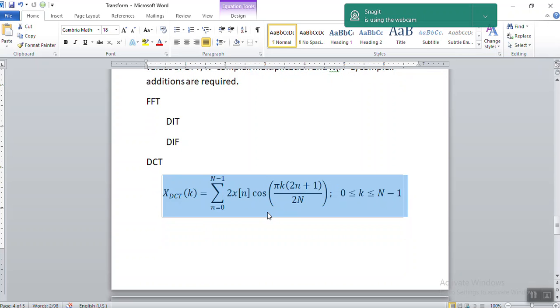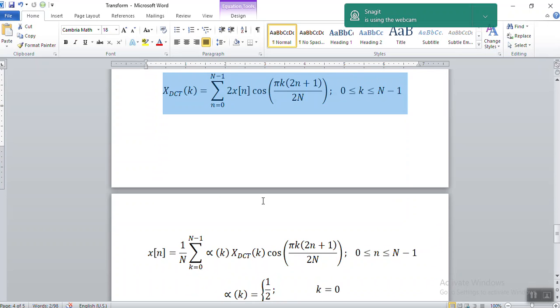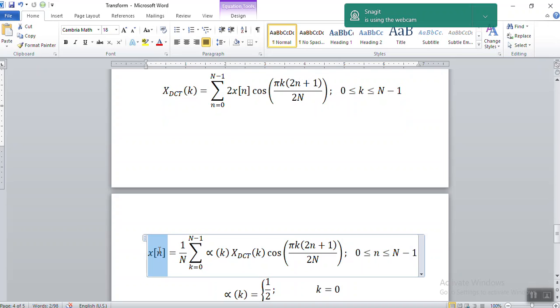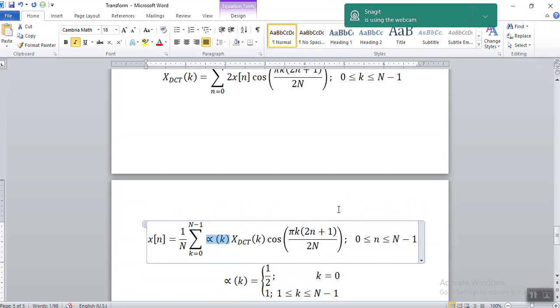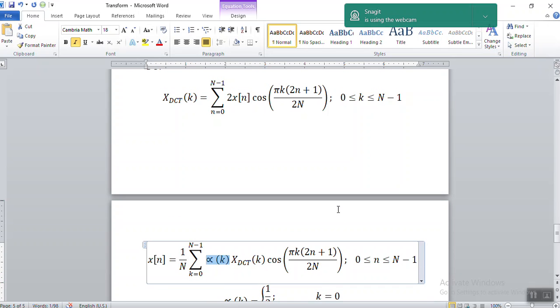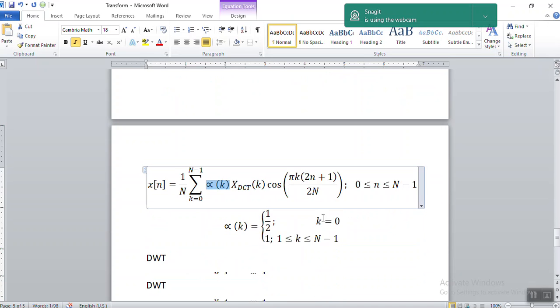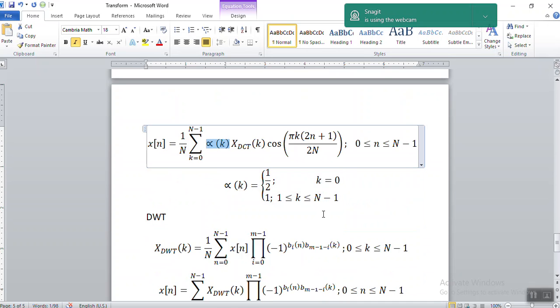From this you can get back the inverse DCT, that is, x of n, from the DCT using this formula. Here there is a constant term alpha k, which is half for k equal to 0 and 1 for all k other than 0, that is, 1 through N minus 1. So, this is what DCT is. I will go into detail in my next consecutive video lectures. Here I am just trying to summarize the entire transformation part.